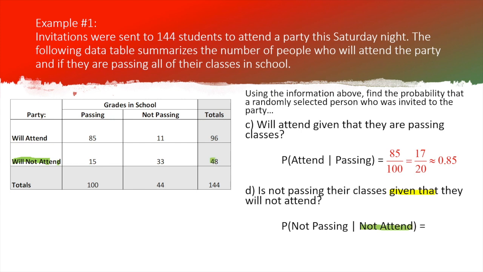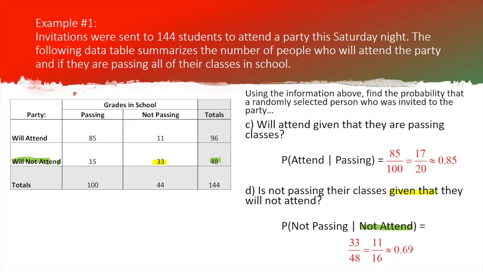So my total that I'm working out of now is not 144 students. It's only the 48 students who will not attend the party. And then I'm interested in, out of that group, what proportion of those students are not passing their classes. So now I'm looking at just this group who's not passing their classes, in this column of not passing. So 33 out of the 48 students are not passing their classes given that they will not attend the party.